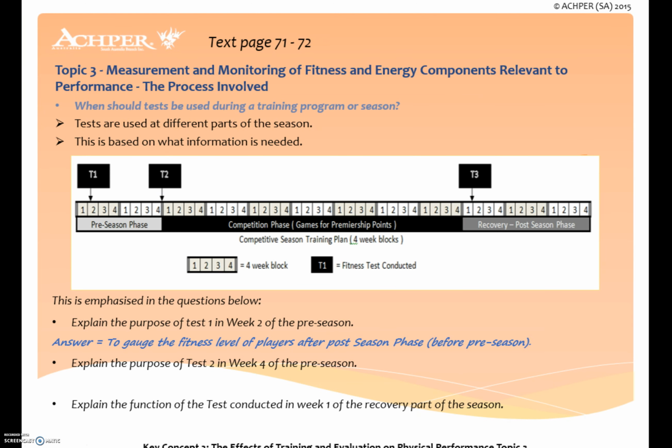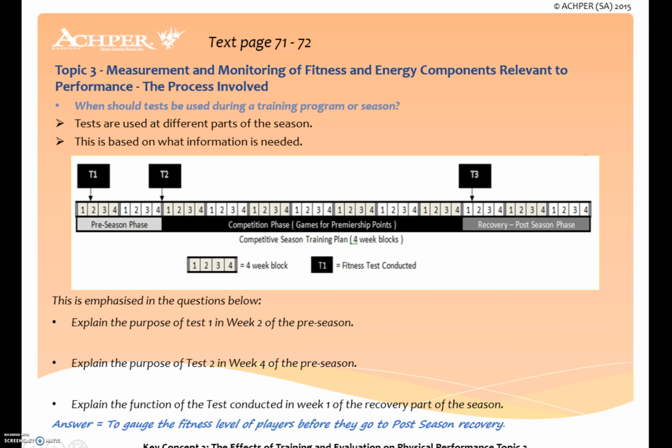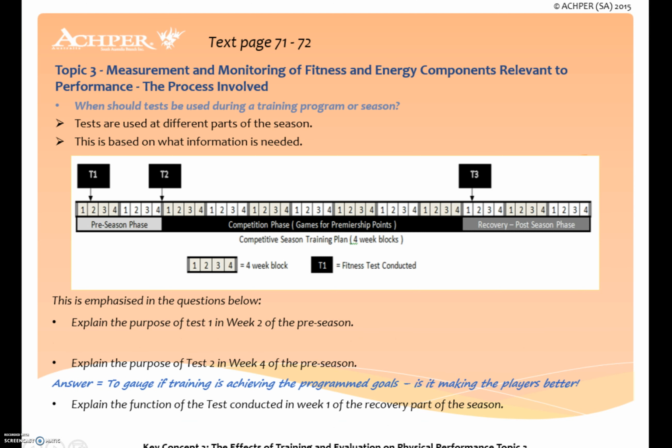We'll be looking to gauge the fitness level of our players after the post-season. So it might be a starting point, looking at where the coach needs to place an emphasis in their training program, whether it's building up cardiovascular endurance, working on speed, or working on power. The purpose of test 2 in week 4 of pre-season may be to gauge if the trainee is actually achieving that program goal. So are the initial activities in our training program actually improving that aspect of fitness?